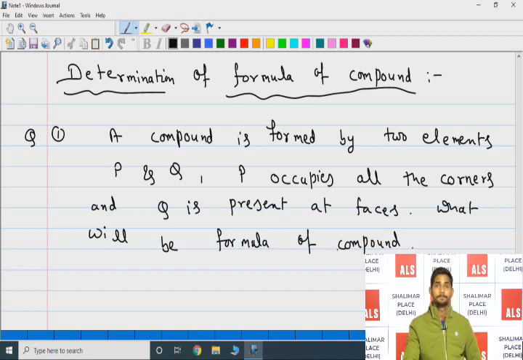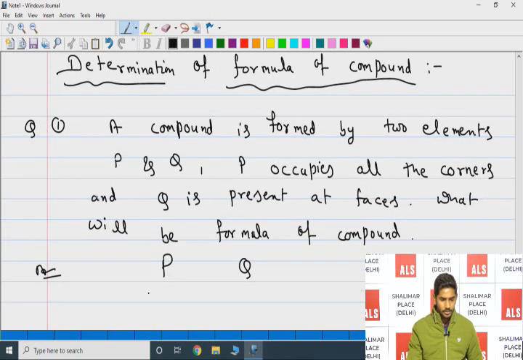Okay. So please stop writing it. Do not write the question. Just look at your screen. First of all, understand the concept. We have two atoms P and Q. P is present at the corners, so you have to consider the corners. At the corners we have the contribution of 1 by 8, and we have a total of 8 corners. So I'll say 1 by 8 into 8.